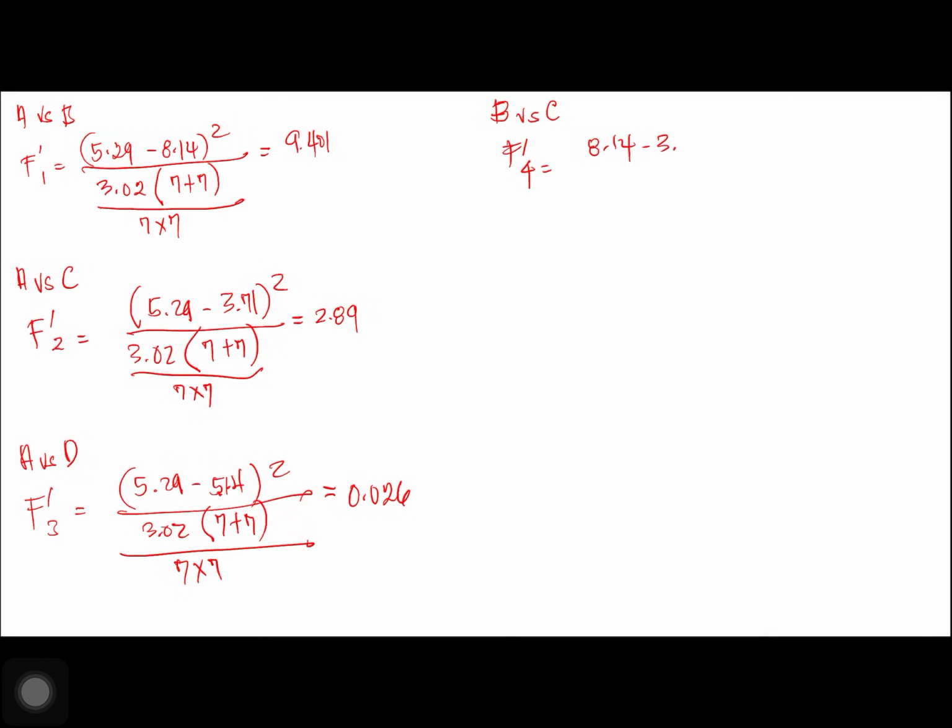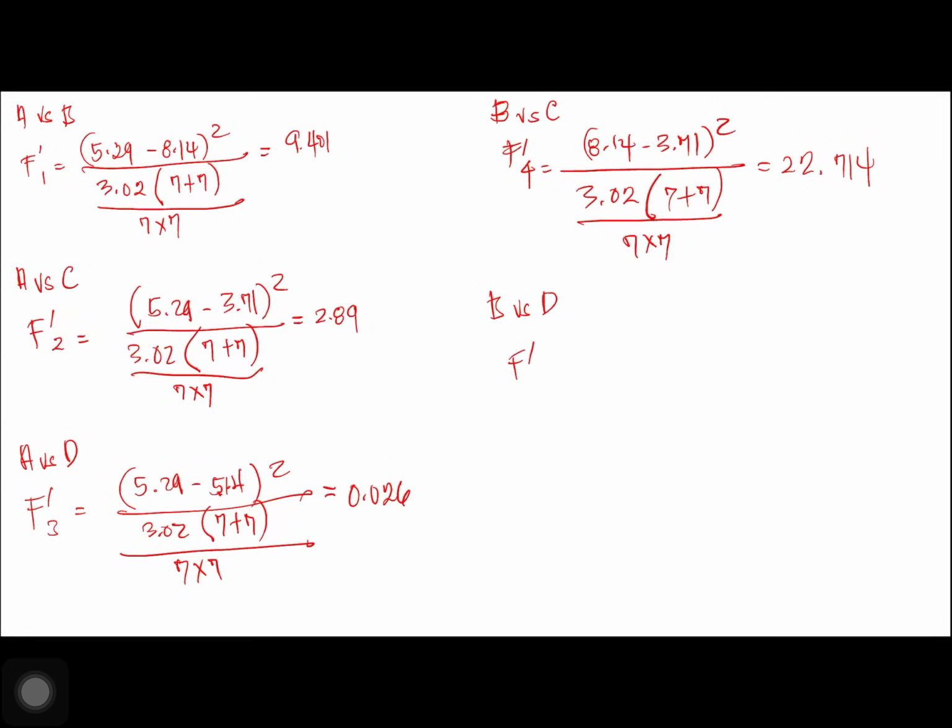F prime 4, where we compare B versus C. We have there B bar is 8.14 minus C bar, that is 3.71, squared, divided by the mean square, 3.02, times NB, that is 7, plus NC, 7, over 7 times 7, that is NB times NC. And that gives us 22.714.